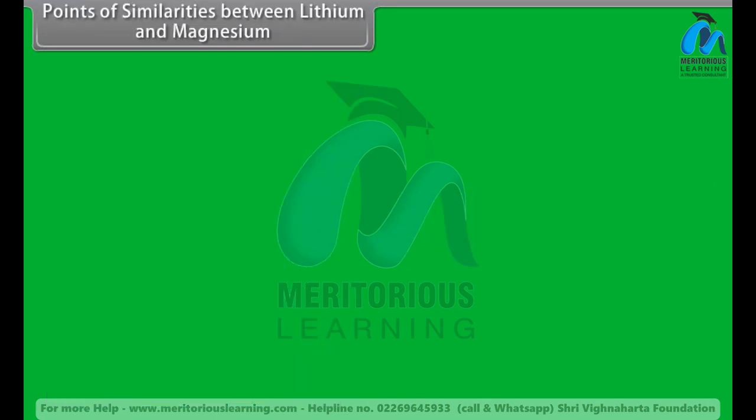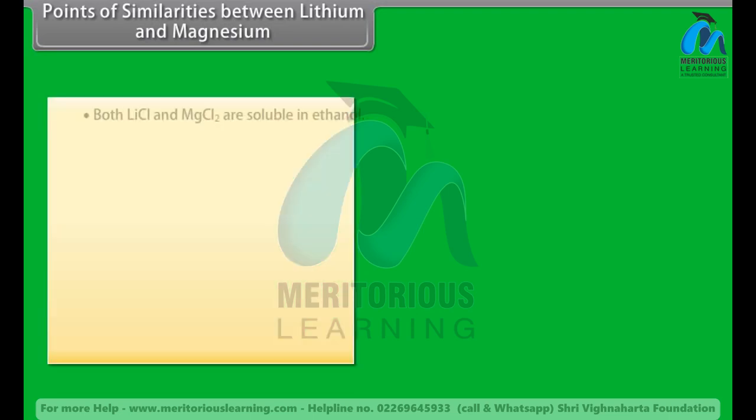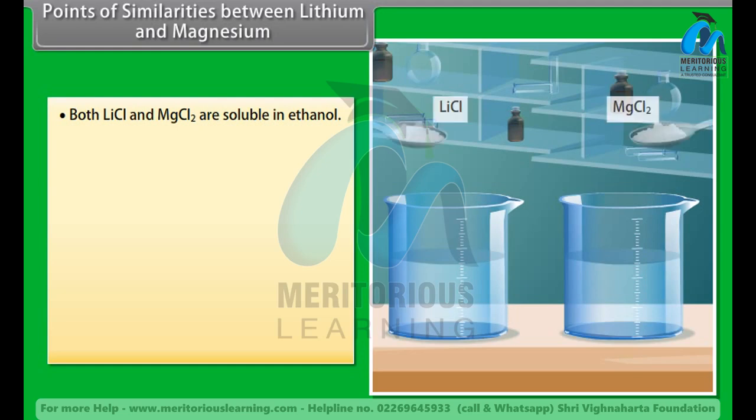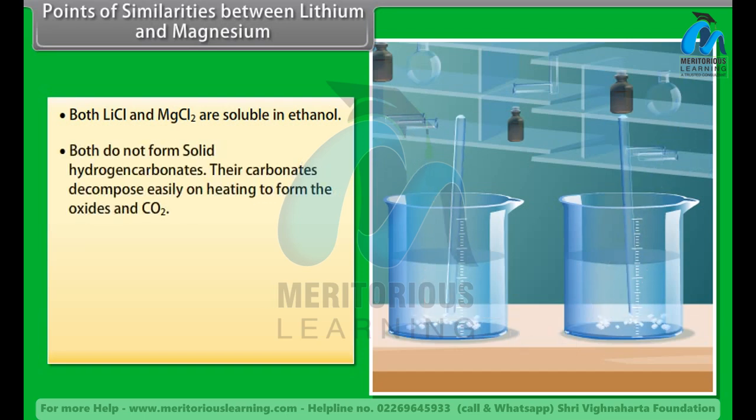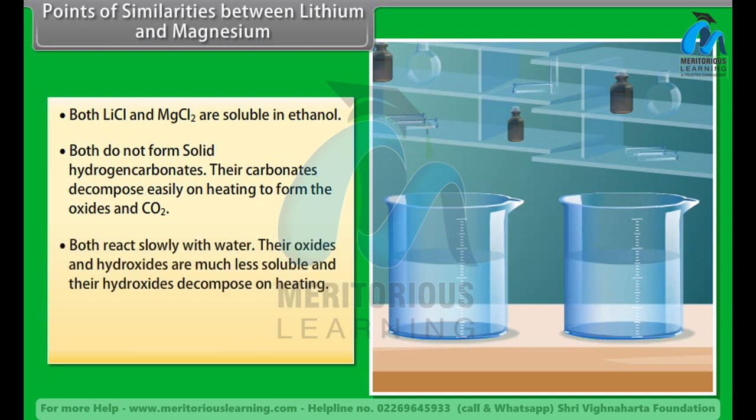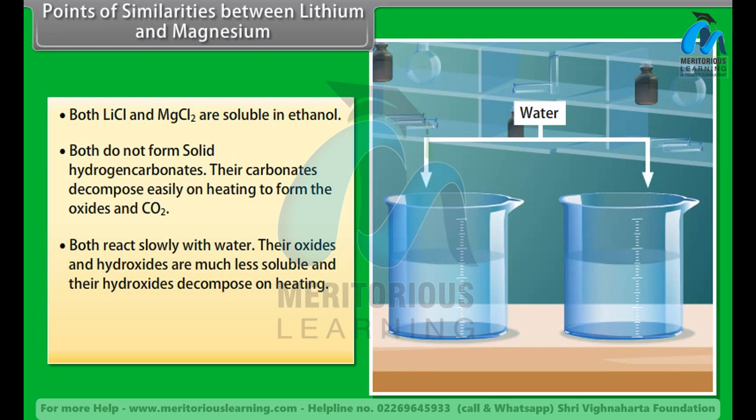Points of similarities between lithium and magnesium. Both LiCl and MgCl2 are soluble in ethanol. Both do not form solid hydrogen carbonates. Their carbonates decompose easily on heating to form the oxides and CO2. Both react slowly with water.